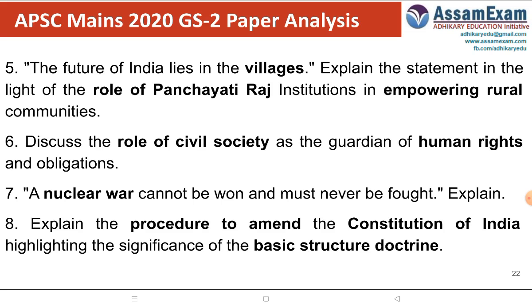Next question, question 6. Discuss the role of civil society as the guardian of human rights and obligations. Next question. A nuclear war cannot be won and must never be fought. Explain. A nuclear war is such a devastating activity and thus there will be no winner in a nuclear war. Besides that, so many countries have nuclear weapons. So most probably everything will be over if a scenario like nuclear war comes into place.